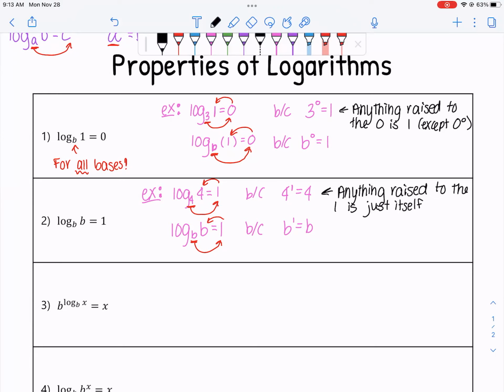That was an exclamation mark, but I'll just get rid of it. Anything raised to the 1 is just itself.